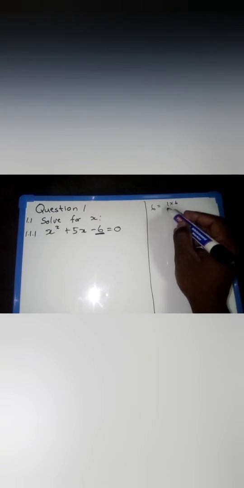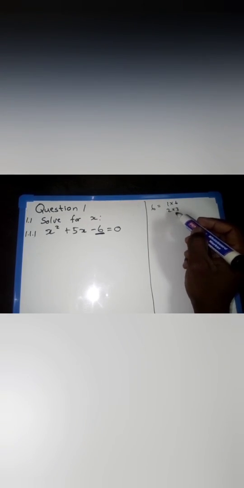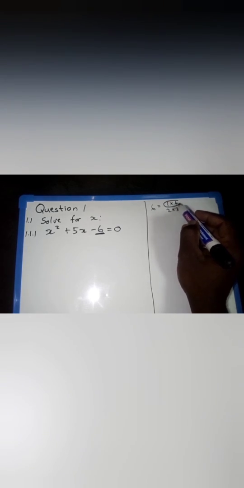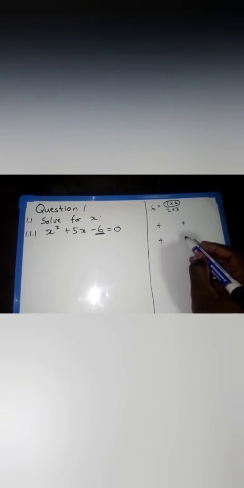So for 6, we know that it's 1 times 6. You can also have 2 times 3, right? So I'm going to choose this one, and then you'll see plus, plus, minus, minus, with 1 and 6. This here will give you positive 7. This will give you negative 5. This will give you positive 5. And this will give you negative 7. So we will be looking for the b, this 5 here.